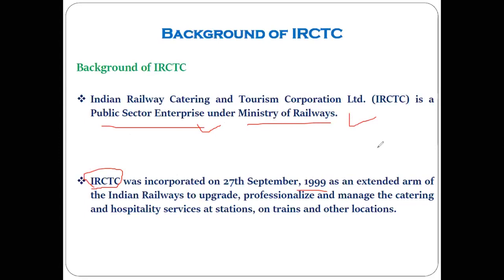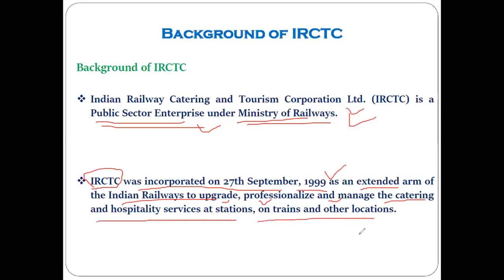So IRCTC is a kind of company. What kind of company? A public sector enterprise, meaning it works under the government. Which department of the government? The Ministry of Railways. IRCTC was established on 26 September 1999 as a sub-branch of the Indian Railways, and the purpose behind establishing IRCTC was to upgrade and professionalize the management of catering and hospitality services at the stations and at various locations of the train.